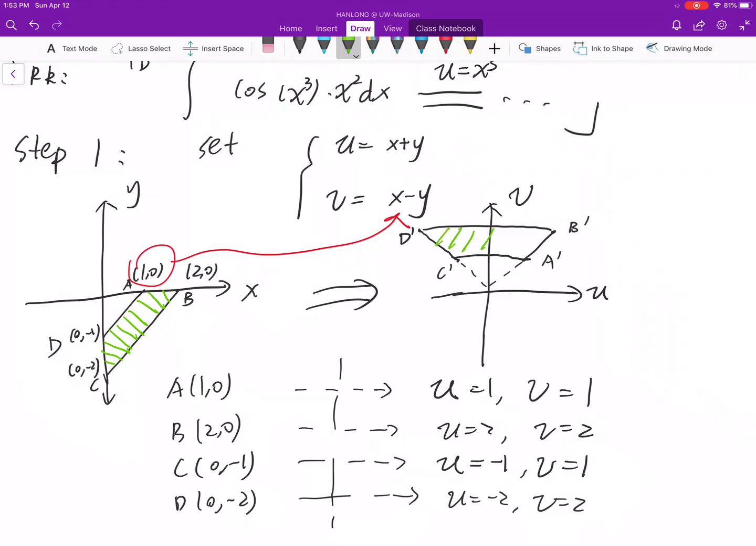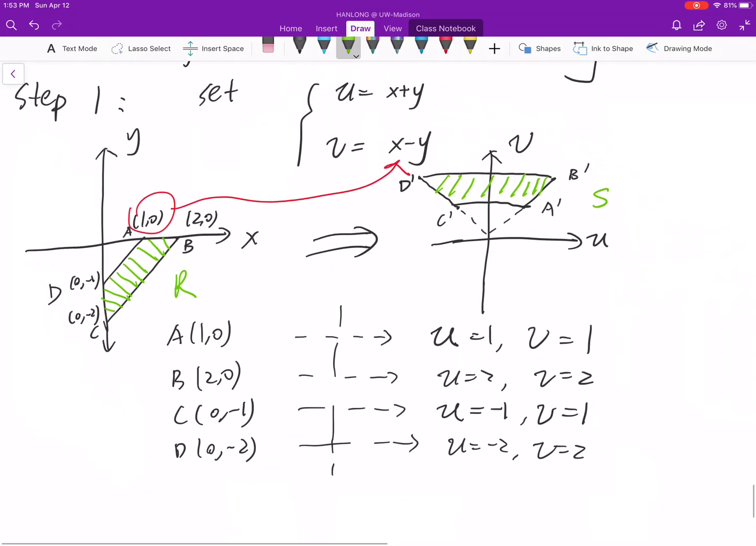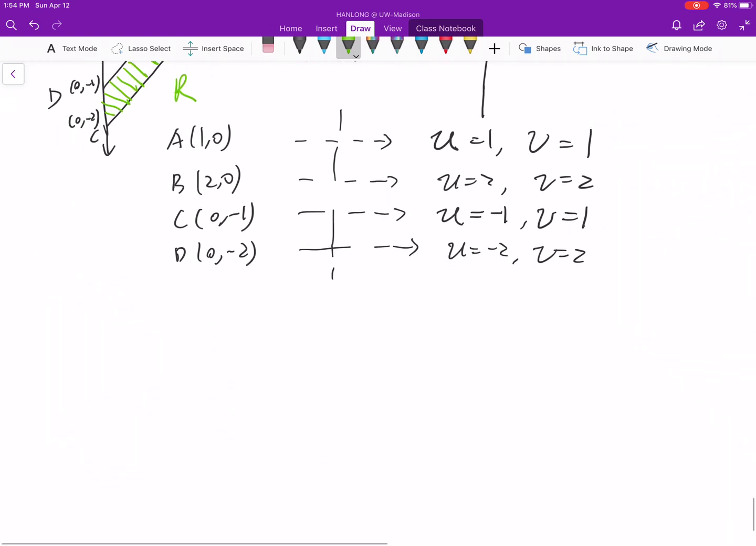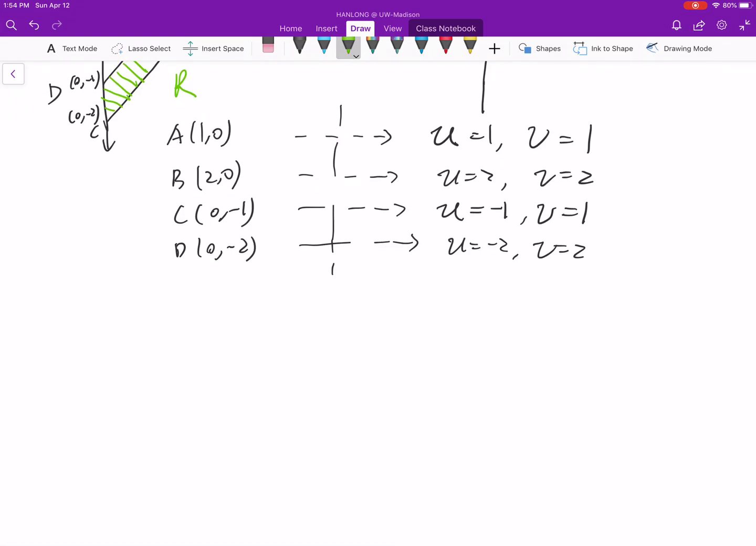The corresponding region, let's call this R and this S. The region in the UV plane is this trapezoidal region. And if you know that, you can view it as a certain type domain. We will figure out later. Next, you can view it as type 2 actually. You can project down to v. Okay, then we are done with the region part.